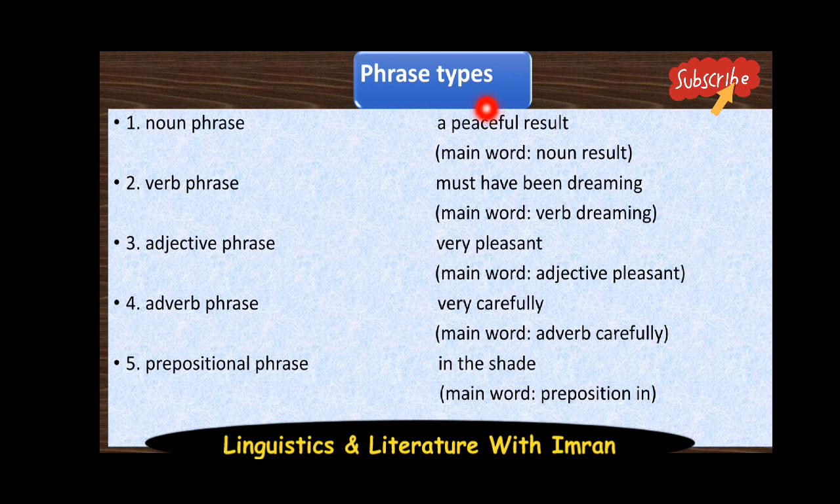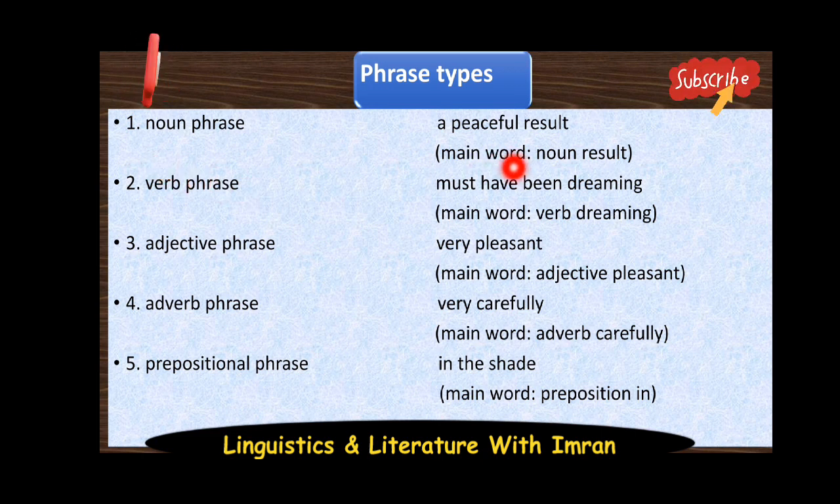Phrase types. The first kind is the noun phrase. The second one is the verb phrase. The third one is the adjective phrase. The fourth one is the adverb phrase. And the last one is the prepositional phrase.